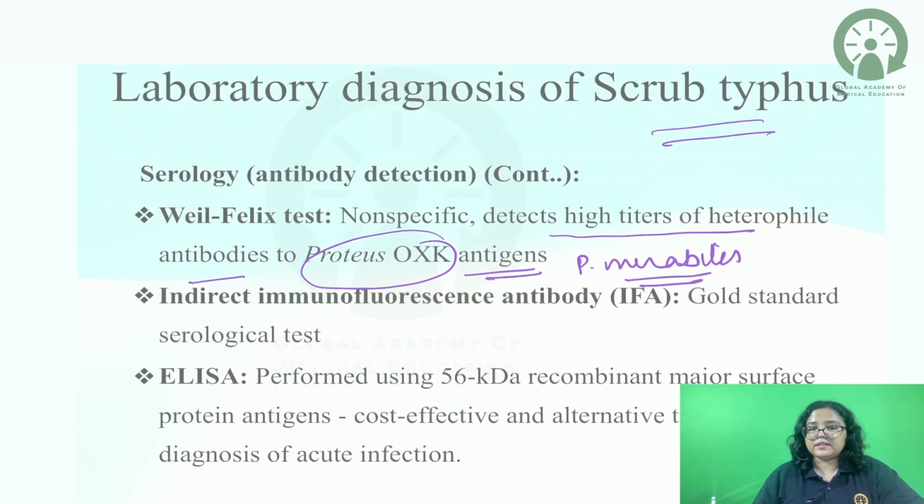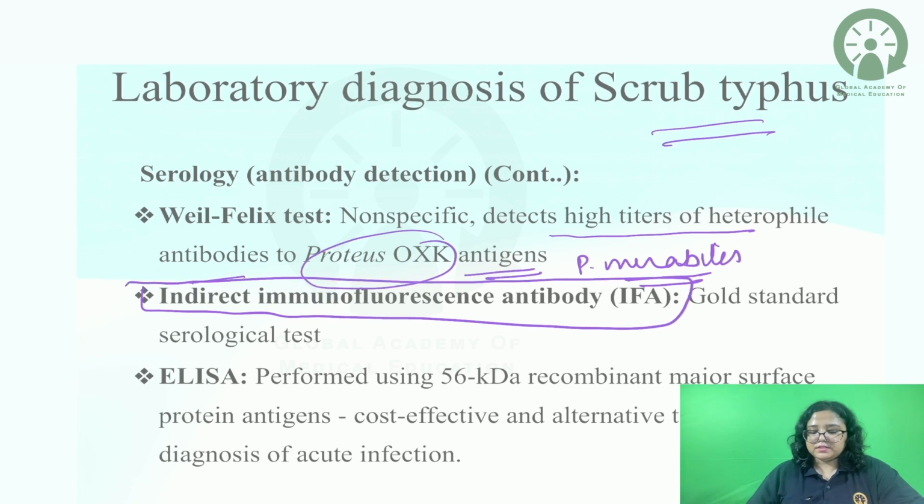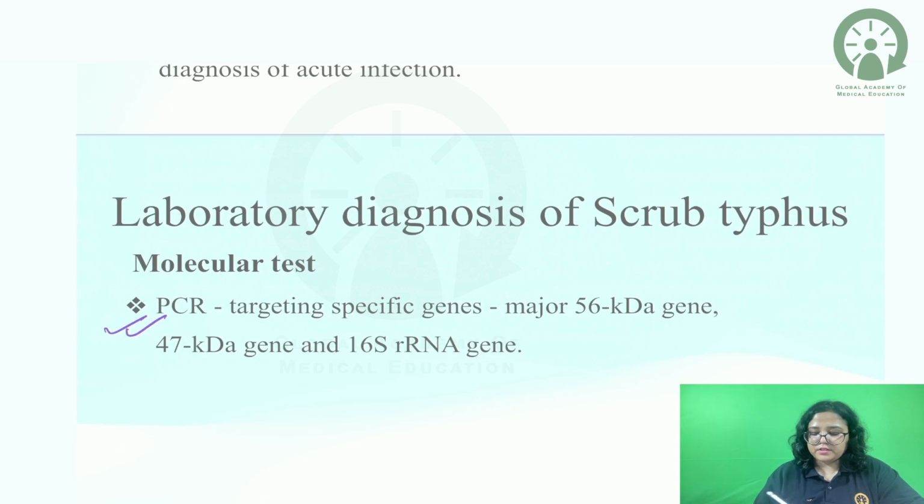It is not ELISA, it is not the Weil-Felix test. The serological test which is the gold standard is the indirect immunofluorescence antibody assay. So this is the gold standard detection test, and if we perform ELISA, we perform it using the 56 kilodalton recombinant major surface protein antigen. But we have to remember, it may be asked as a question like what is the gold standard test? It will be indirect immunofluorescence antibody assay. Also, PCR can be done for detection of the major 56 kilodalton gene, 47 kilodalton gene and the 16S rRNA.